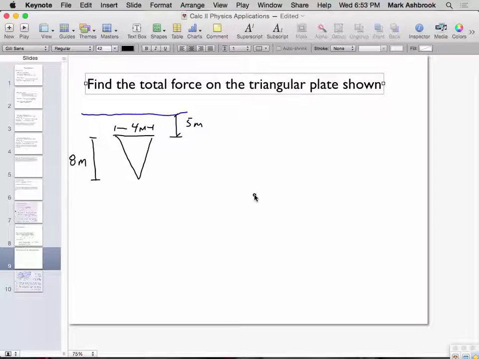Okay. So I gave you the setup for what pressure and force is like, and now you've got to figure out how much total force is on this triangular plate that's underwater. The top of it is 5 meters from the surface. It's 4 meters across at the top, and the height of it is a total of 8 meters. Pretend it's a test question. You've got all the tools. Can you do it?